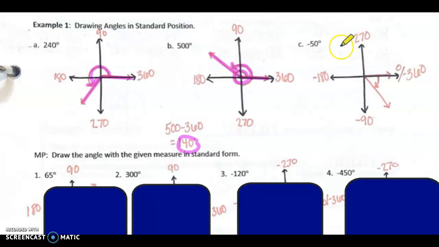So negative 50, we still have our initial side, but remember negative angles go clockwise. So it starts at 0 and then negative 90 is down here. Negative 180, negative 270, negative 360. So we start here and we're going to negative 50. That's between 0 and negative 90. So we just draw it somewhere down here. It doesn't matter where. And then we'll have our arc going in this direction now because it's negative.